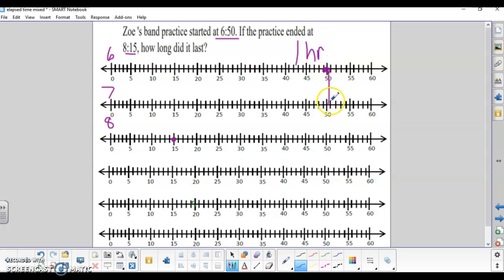And now we need to count our minutes by 5 until we reach 8:15. 5, 10, 15, 20, 25. So we have 1 hour and 25 minutes.